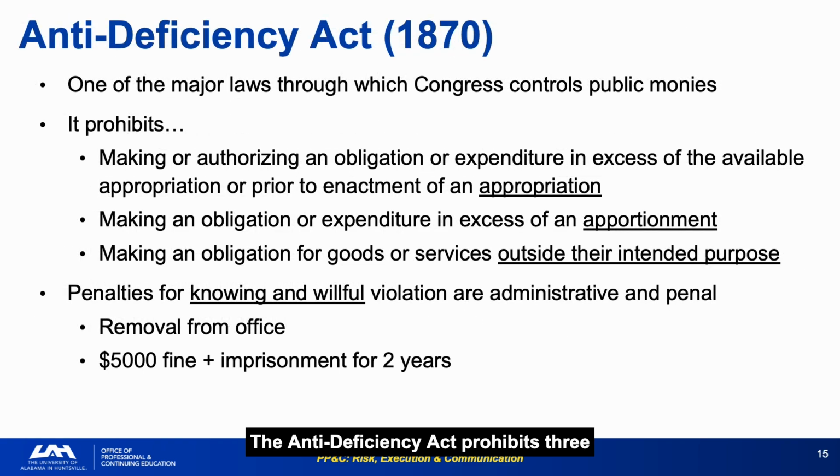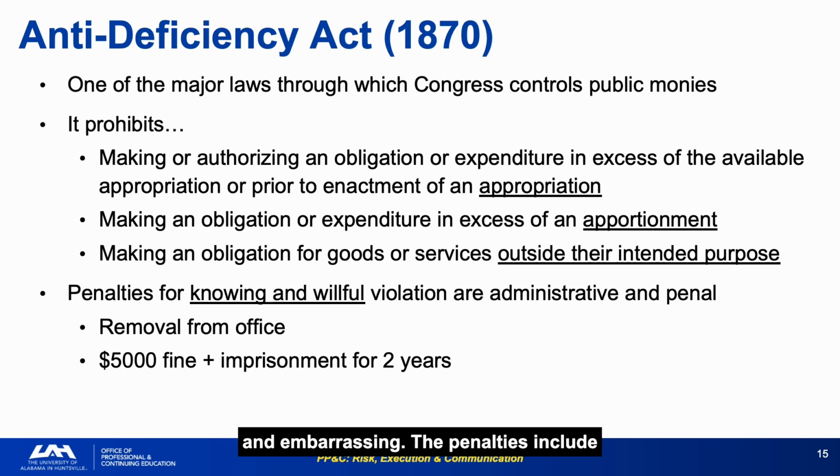The Anti-Deficiency Act prohibits 3 specific violations: obligating funds in excess of available appropriations, obligating funds in excess of apportionments, and obligating funds for purposes outside their intended use. NASA has violated this act in the recent past, not through intentional fraud, but through lapses in control that resulted in obligations exceeding available authority. The reporting requirements to the President, Congress, and the Comptroller General are public and embarrassing.